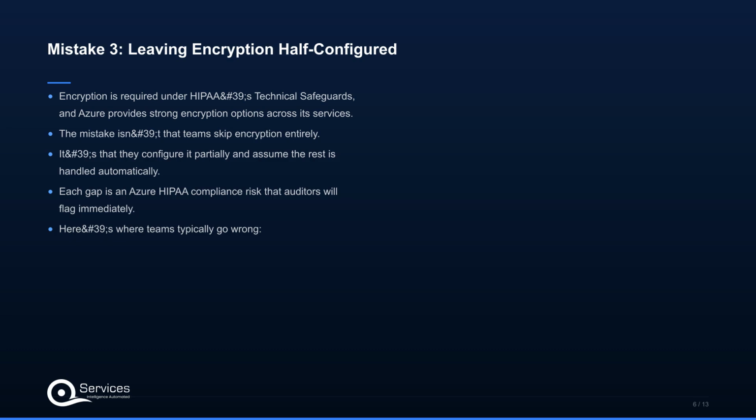What to do? Use Azure Policy to enforce encryption standards across your subscription. Apply CMK for any storage account, database, or service holding PHI. Set a policy that flags any new resource creation without CMK enabled before it goes live.